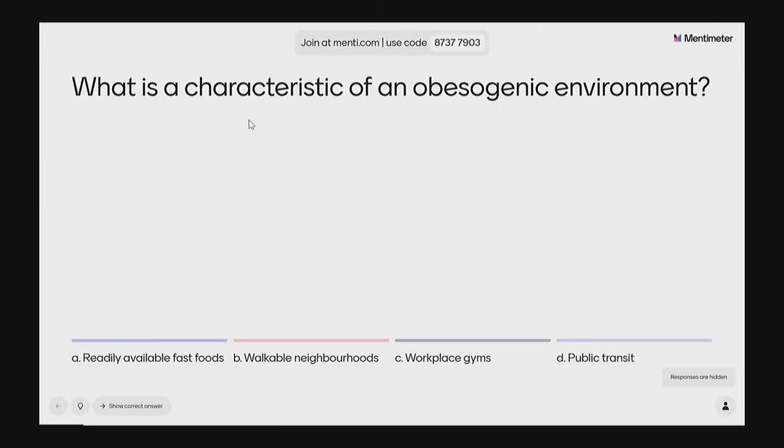Okay, so which of the following is a characteristic of an obesogenic environment? We talked about this.